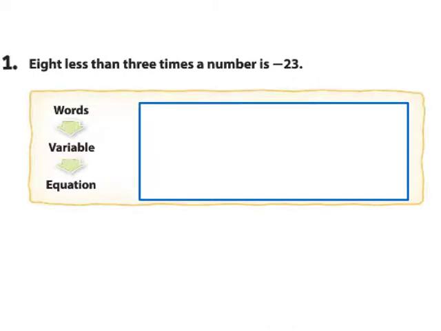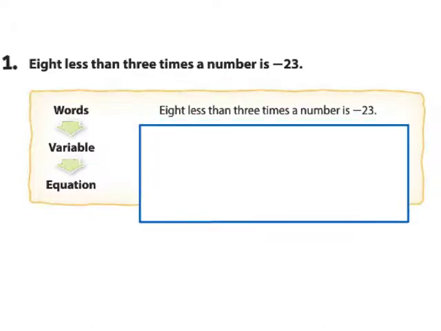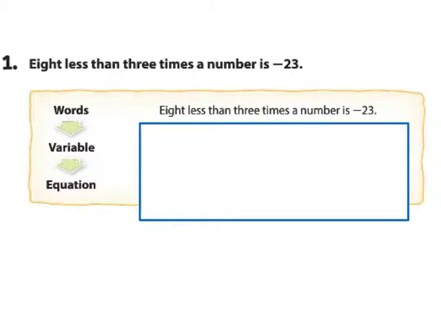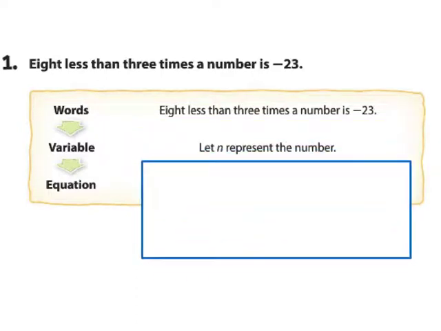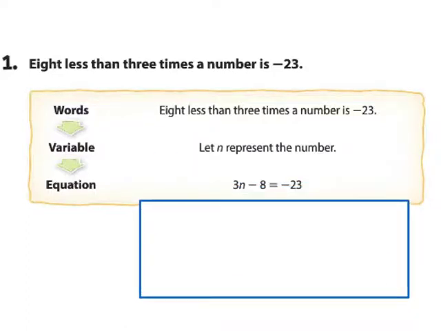Now we're going to look at a 2-step equation. We have 8 less than 3 times a number is negative 23. So our simple words on this one, it's already written pretty simple. 8 less than 3 times the number is negative 23. Then we look at our variable. Let n represent the number. Okay. And our equation would be 3n minus 8 equals negative 23.